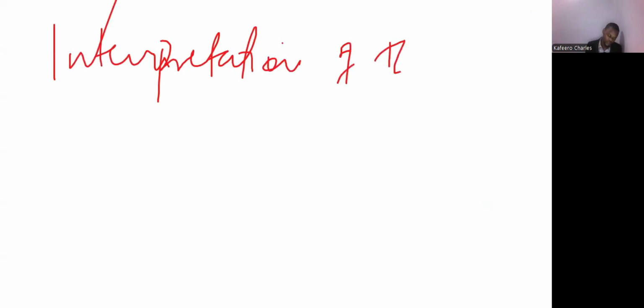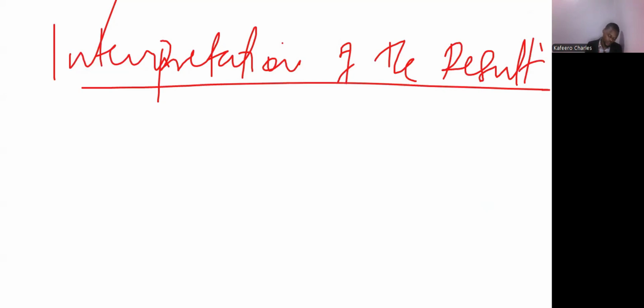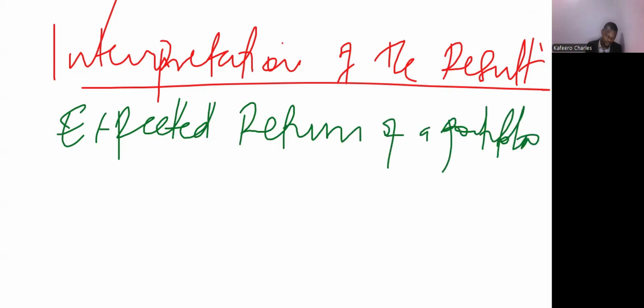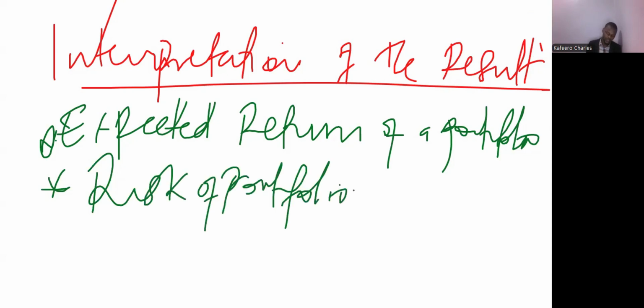But now we need to understand, how do we interpret our results? Interpretation of the results. In other words, what are we interpreting? We are interpreting the expected return of a portfolio, and also we try to interpret the risk of a portfolio. So we need to understand the answers we have gotten. You are not just going to make computations and leave them there. We need to comment and give advice.